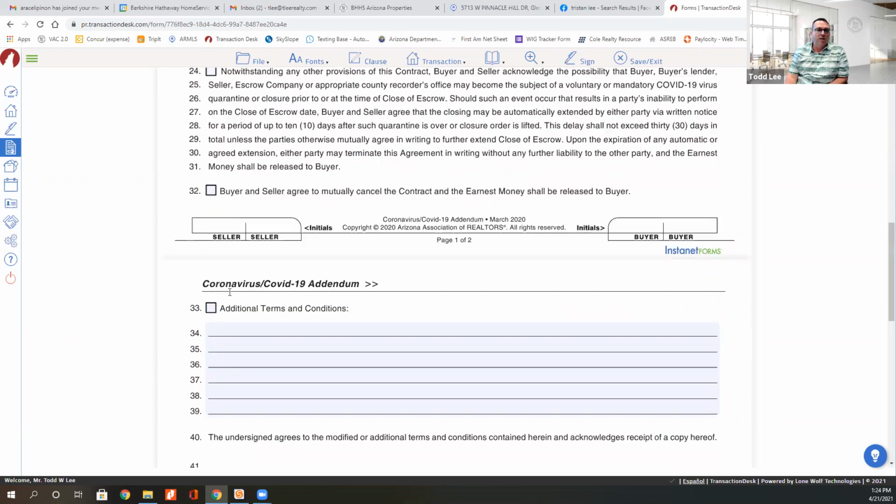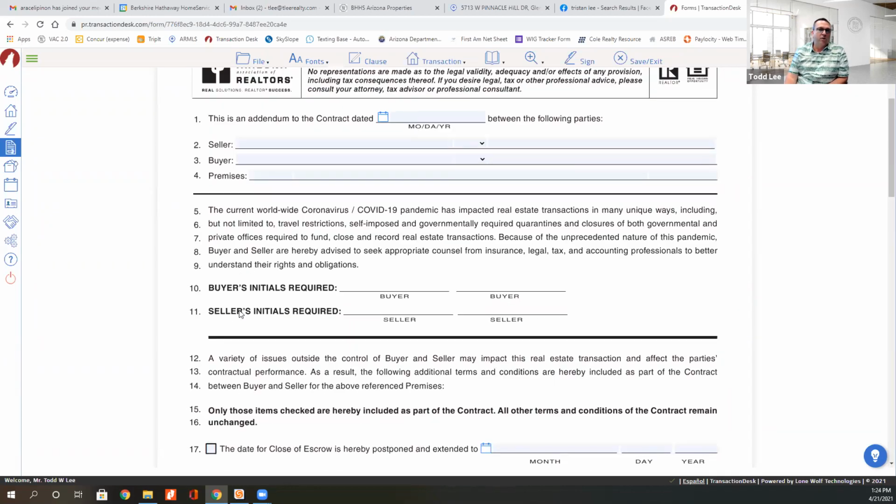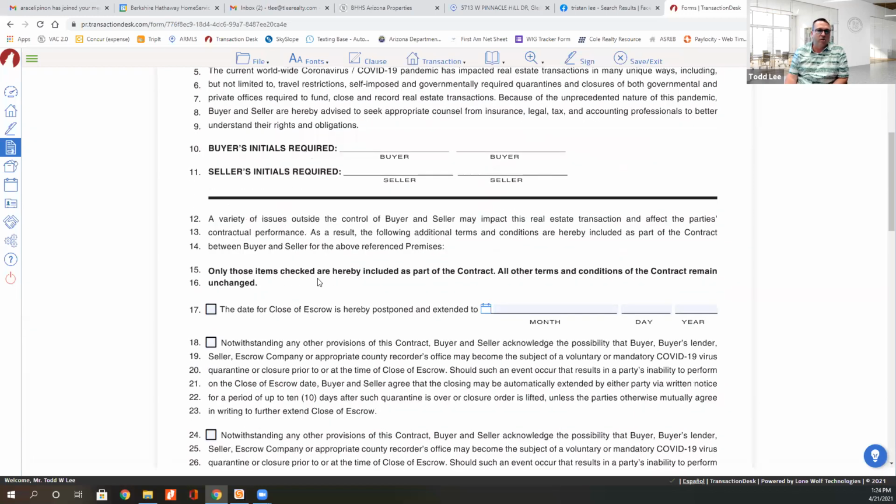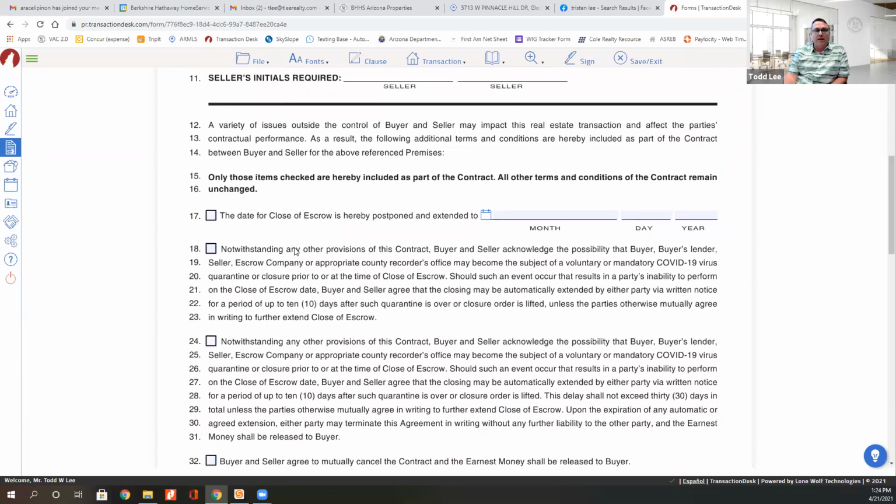So if you don't check any of these boxes, that's great. All you're doing is providing an addendum that says you should seek out counsel and make sure that you understand. But if you decide to check one of these boxes, you can put this addendum into place. You don't have to put it right up front with the contract. You can add this in at any time.